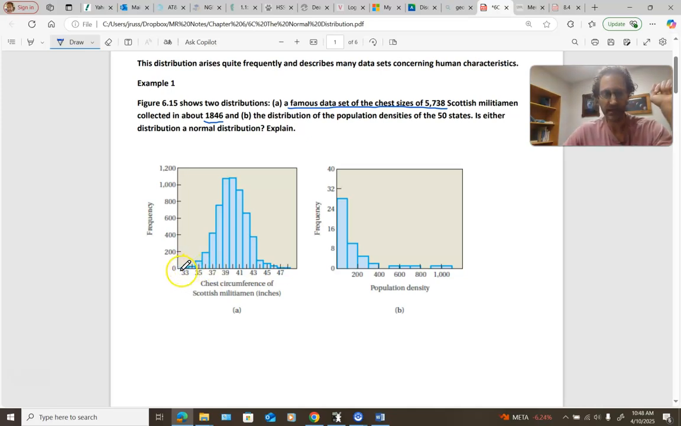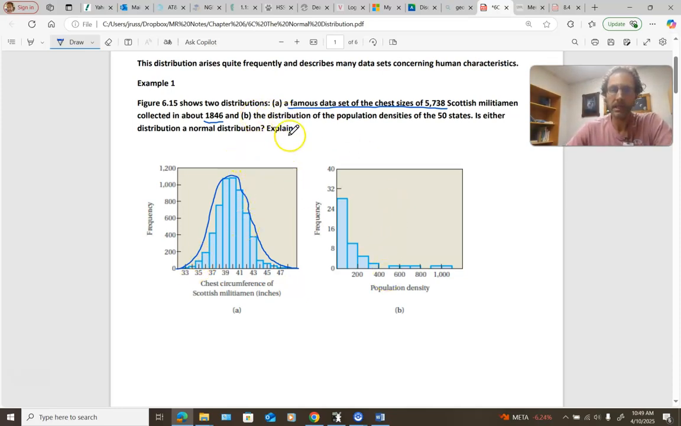Just like on the other side, these smaller circumferences are similarly just as rare. But if you draw a smooth curve around these bars, I'm not drawing it super well, but it has that symmetric shape. And this is referred to as the normal distribution, or a bell curve, because it looks like a bell.